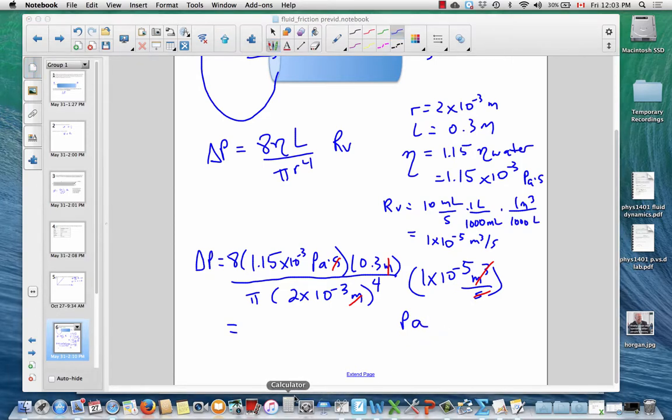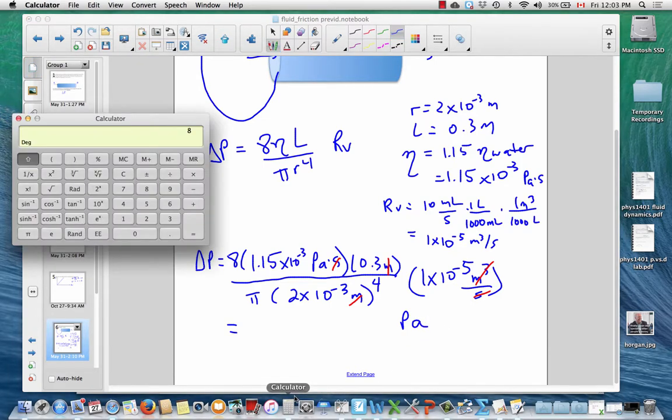And then we calculate, so it's 8 times 1.15E-3 times 0.3 times 1E-5, divide by pi, and divide by, on this crummy calculator I've got to do a bracket, 2E-3, change sign, then I close the bracket.